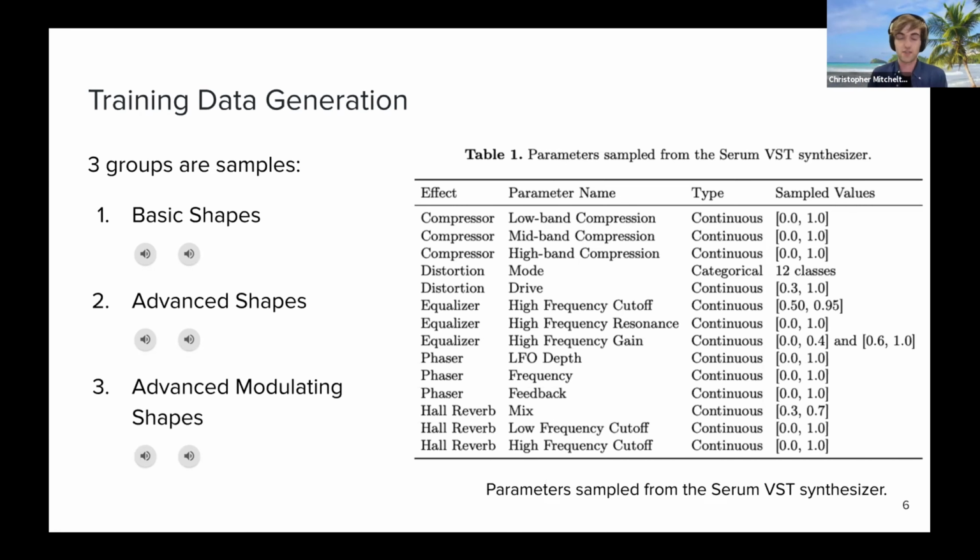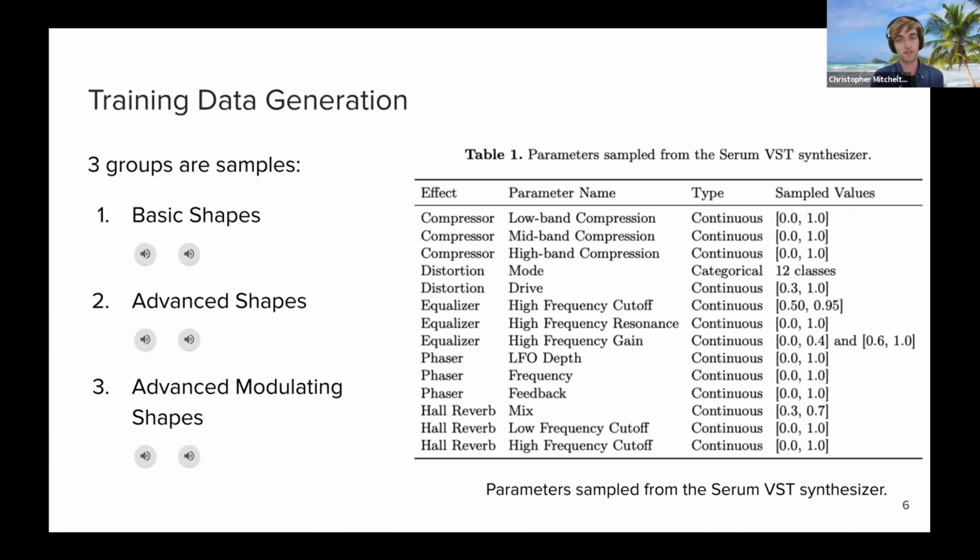So with the 5 effects, we cover quite a few different types of sound. We have a compressor, a multiband compressor to be specific, distortion, which makes the sound grittier, an equalizer, which boosts volume at different frequencies, a phaser, which adds phase to the sound, and reverb, which makes it sound like it's in a big room. And for each of these, we have different parameters.